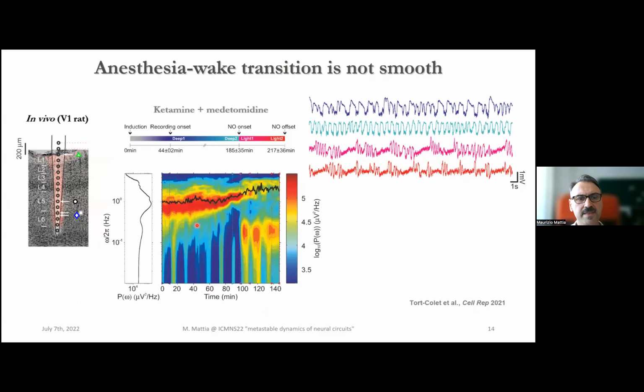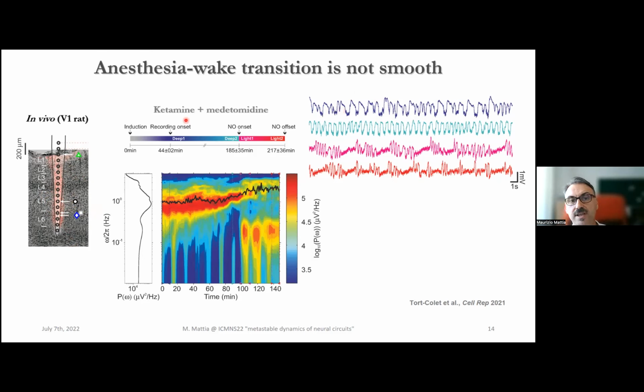Okay, and if you come back to this macroscopic level, at the level of the cell assembly, you see that this richness is characterized by something that is once again metastable dynamics. This is an experiment in which the rats are anesthetized with ketamine. Again, we have a silicon probe in the visual cortex. We focus on the activity of layer 5 pyramidal neurons. And what you see on the right is the local field potential at different levels of anesthesia.